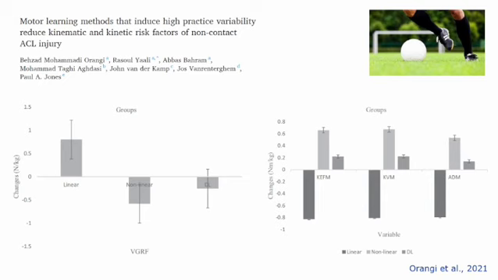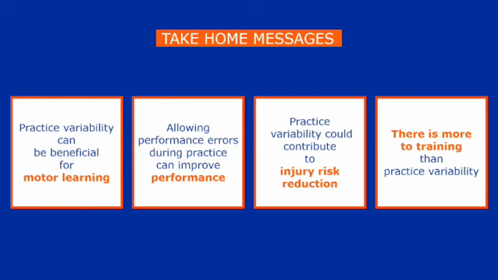And then if we go to the take-home messages from this presentation, they're quite straightforward. So practice variability can be beneficial for motor learning, and allowing performance errors during practice can actually improve performance in the long term. Practice variability could contribute to injury risk reduction, but we still have to wait for that to be more clear. But I'm sure that the Move Healthy project will help with these purposes very well.